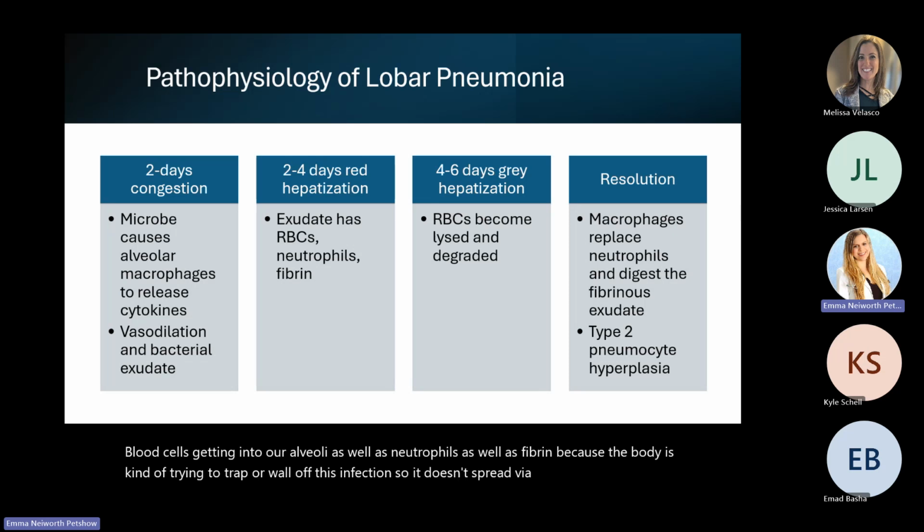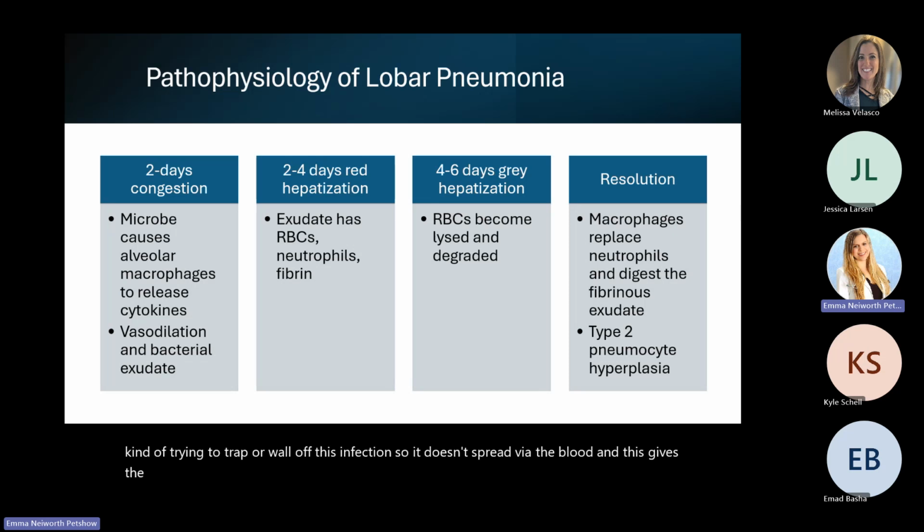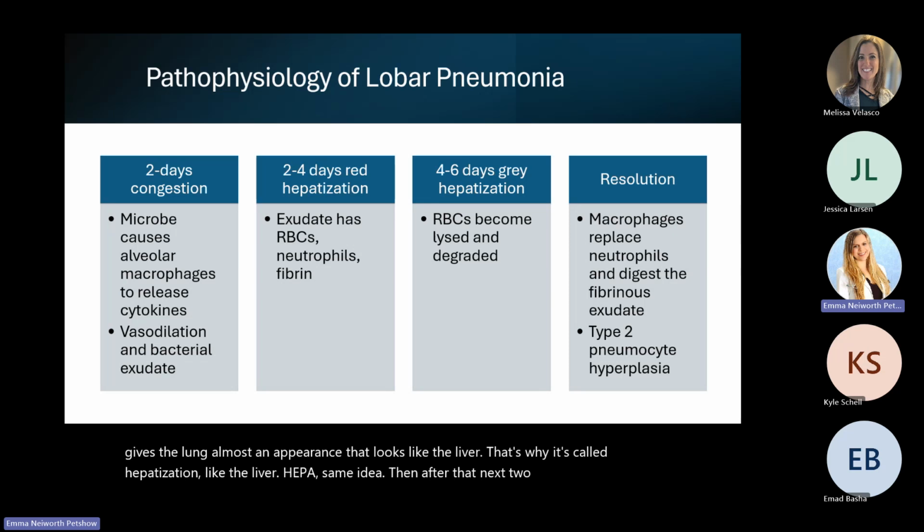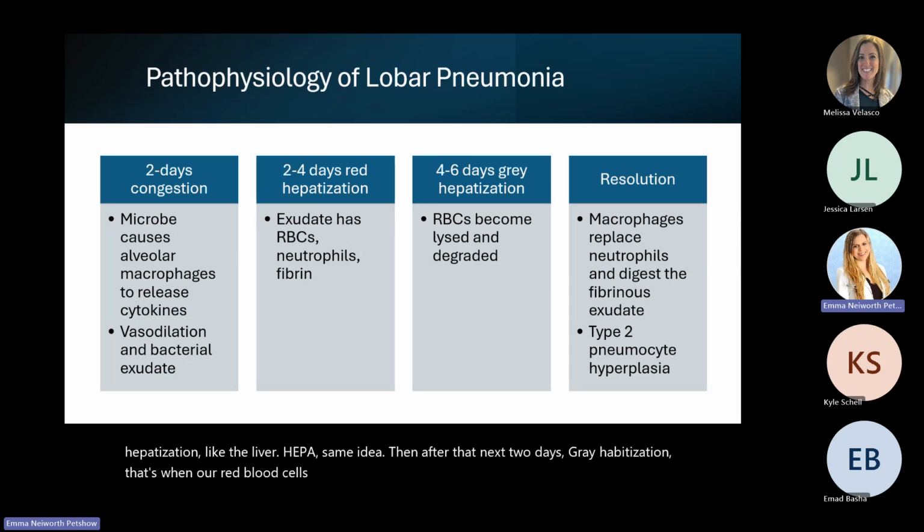And this gives the lung almost an appearance that looks like the liver. That's why it's called hepatization, like the liver, HEPA. Same idea. Then after that, next 2 days, gray hepatization. That's when our red blood cells break down, they lyse, they die, and then they're degraded, and that leaves behind just neutrophils and fibrin. Okay, so we just have this inflammatory wall of stuff left behind, almost like a little abscess.